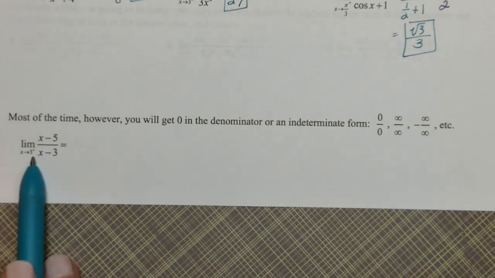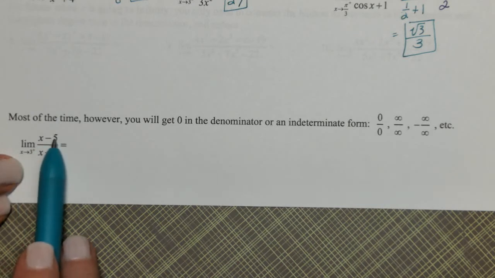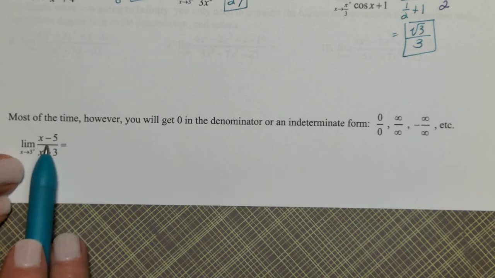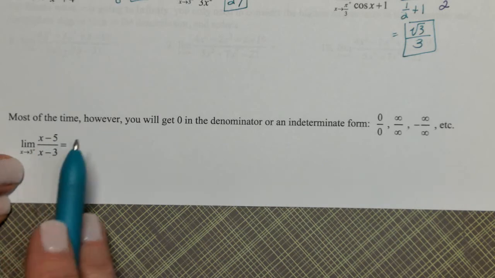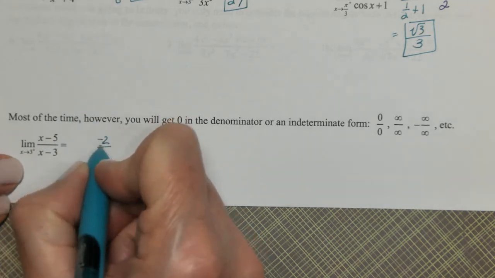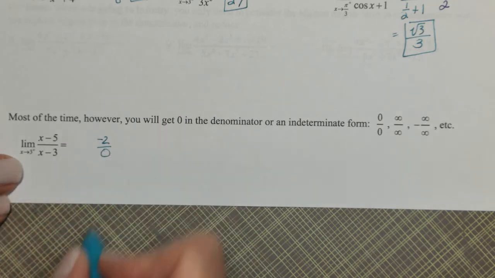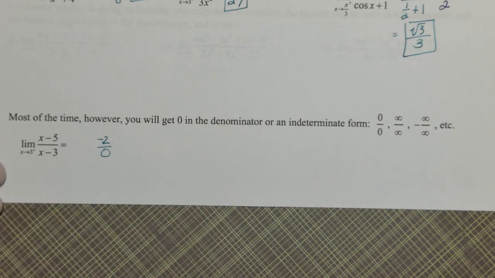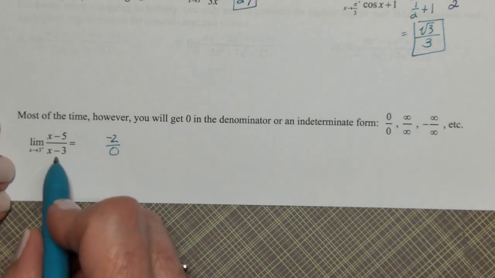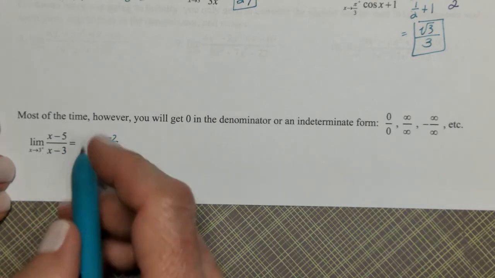Here we have 3 coming from the positive side, and there is no hole here. If I put 3 up on top, I get a -2. If I put 3 on the bottom, I get a 0. This is one of those where I have an asymptote. There's a vertical asymptote at x is equal to 3.